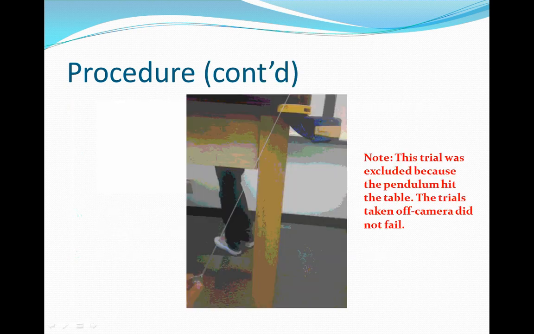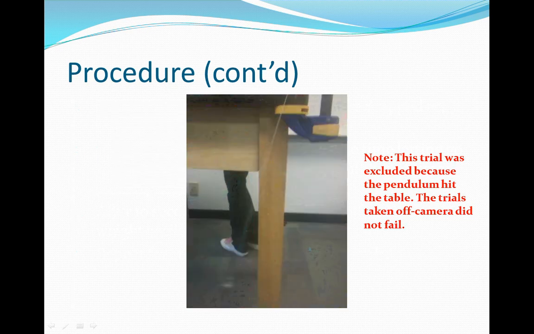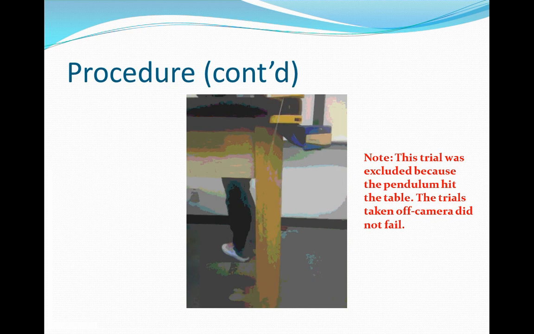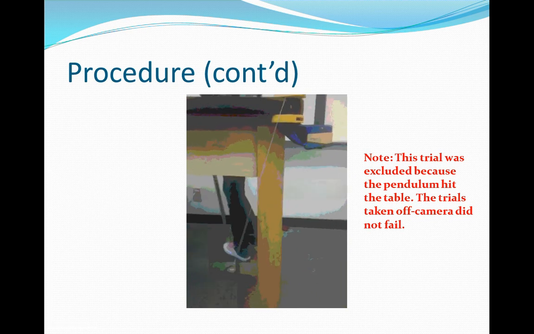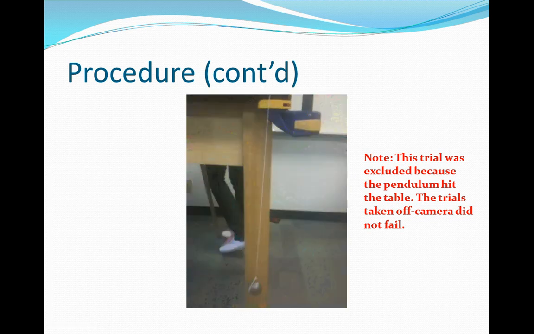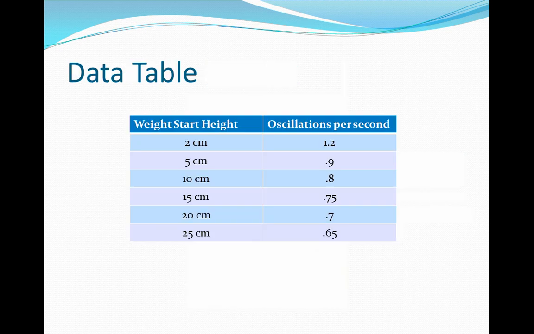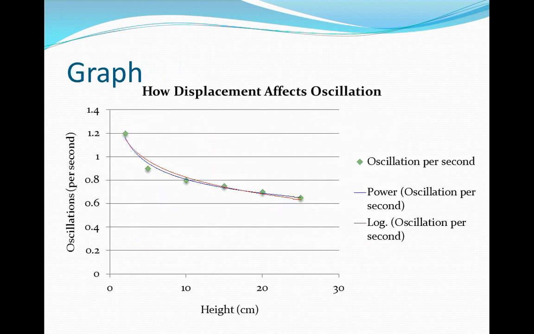Here's a sample from one of our trials. Then, of course, this trial was excluded because the pendulum hit the table. The trials taken off the camera did not fail. Here's our data table. As you can see, you can kind of see a pattern from it. Here's our graph.